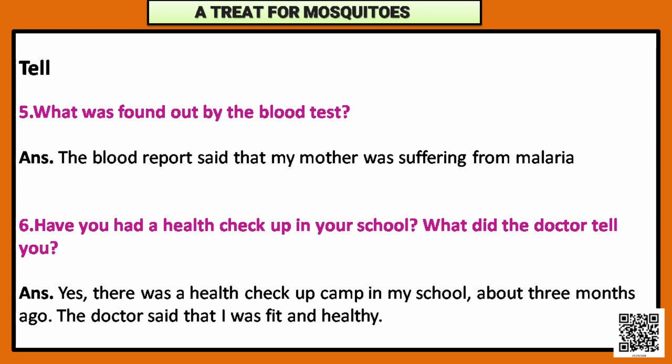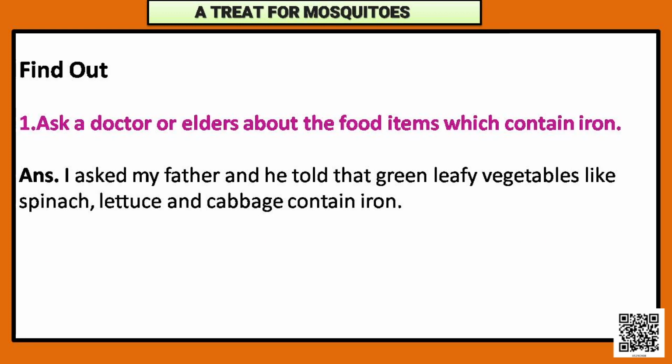Okay. There is another question for you. Ask a doctor or elders about the food items which contain iron. We have already learnt it in the lesson which food items contain iron. Yes, absolutely correct. So, green leafy vegetables like spinach, lettuce and cabbage contain iron.